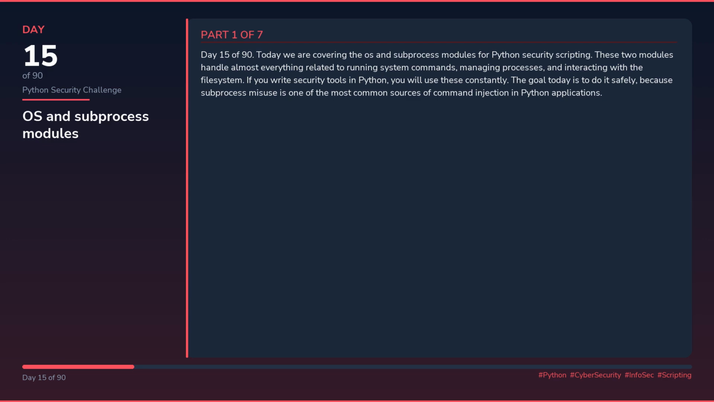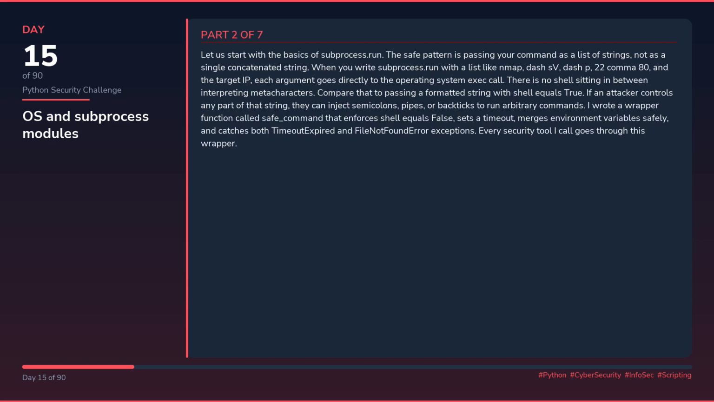Day 15 of 90. Today we are covering the OS and subprocess modules for Python security scripting. These two modules handle almost everything related to running system commands, managing processes, and interacting with the file system. If you write security tools in Python, you will use these constantly. The goal today is to do it safely, because subprocess misuse is one of the most common sources of command injection in Python applications. Let us start with the basics of subprocess.run.